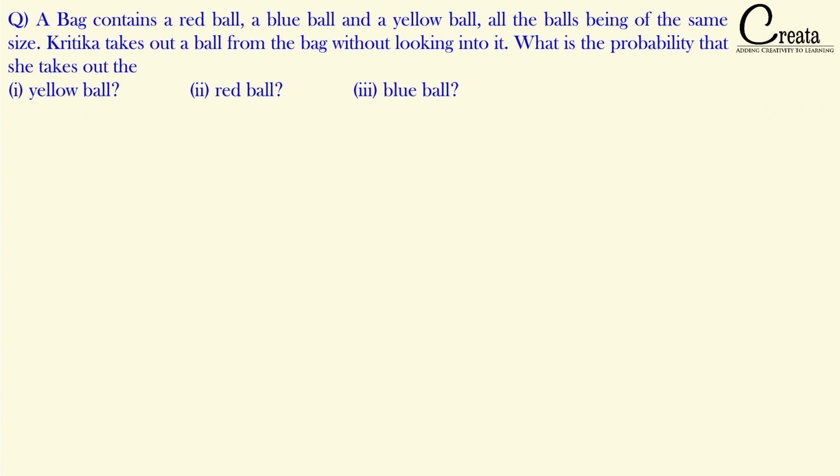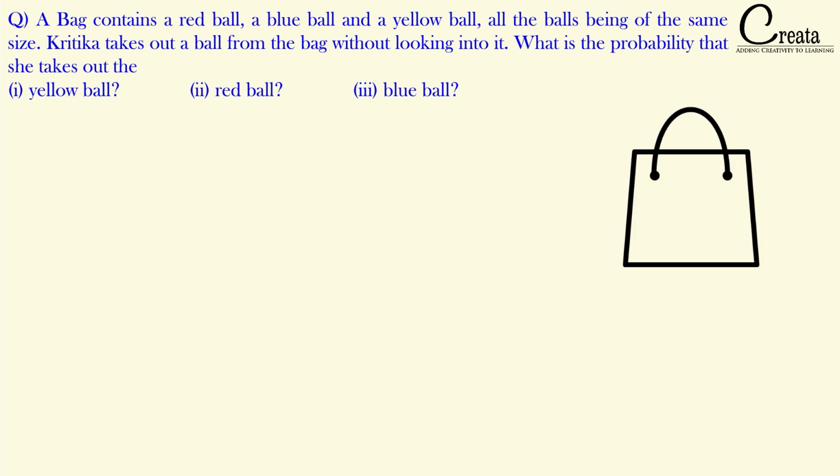Firstly, let's visualize the question. In this question, a bag is given. This is a bag. And the bag contains a red ball, a blue ball and a yellow ball. It means that it has three balls, red, blue and yellow. Kritika has to take one ball out of the bag and we have three questions, whether the ball that Kritika takes out is yellow, red or blue, the probability of three different colors of ball. So we have visualized the question.